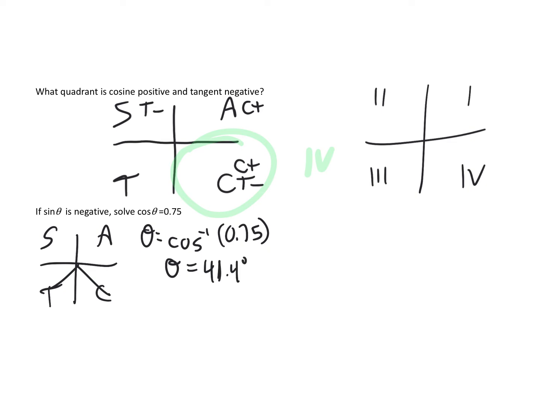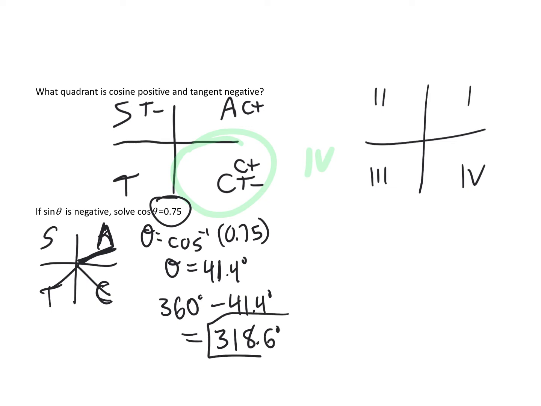Now, 41.4 degrees would be here, but that's not the one we want. We also know that cosine was positive in this case, so it's positive in A and C. So if we do 360 minus the 41.4, we get 318.6 degrees for our answer.